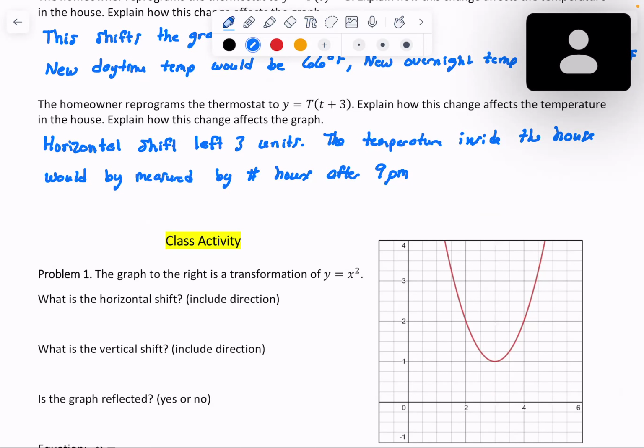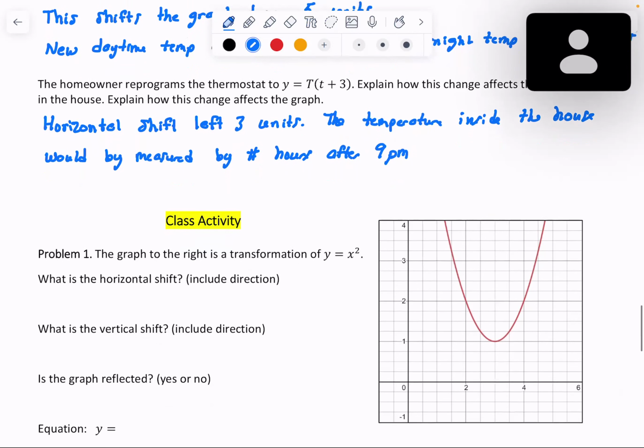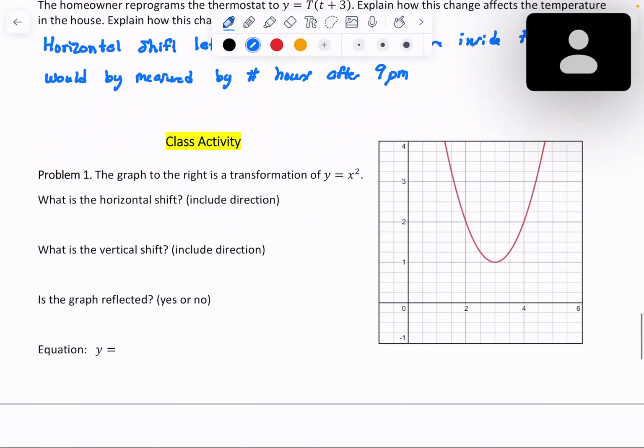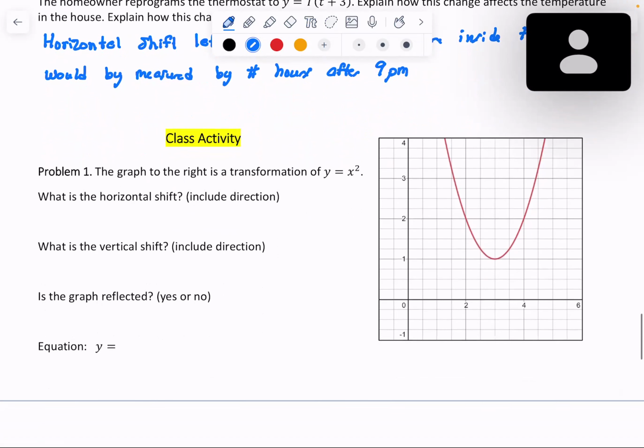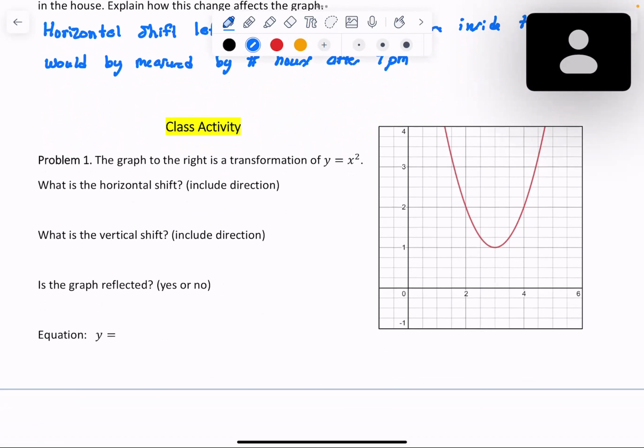So is everyone okay with that one? These are all just different examples of shifts, vertical or horizontal. The last thing we'll go over for today is this class activity. This is a standard y equals x squared, but this is the shifted version of it. So let's look at this first.